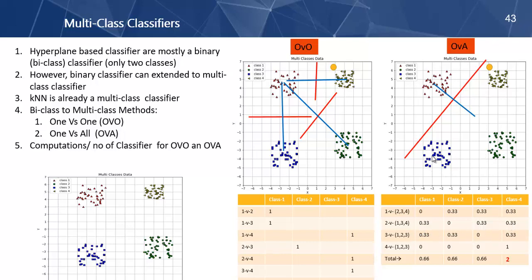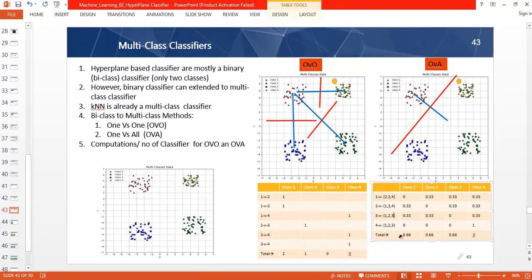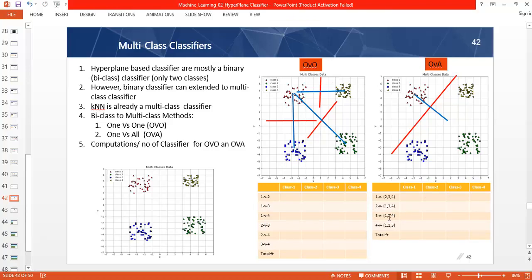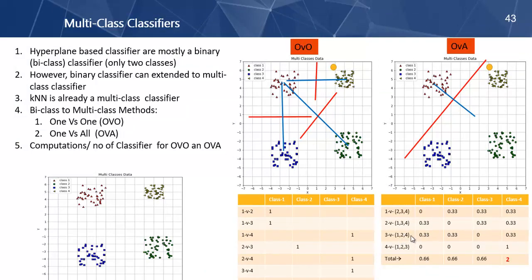Next is 3 versus 1, 2, 4, so it is definitely coming to this side. That means 1, 2 and 4. Yeah, here we already did. So here also 1, 2 and 4 win, so 0.33, 0.33, 0.33 and 3 loses, so 0.